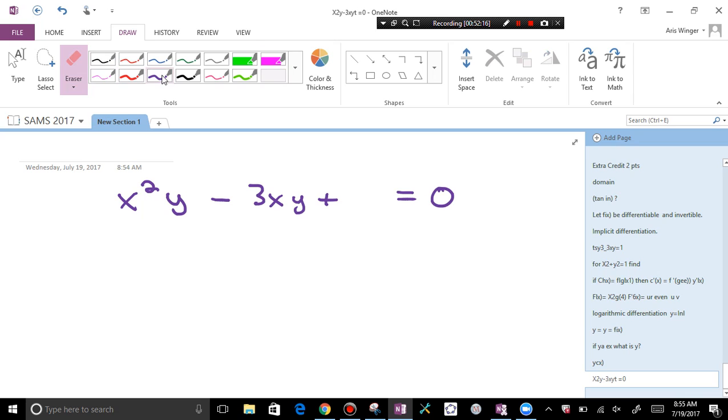Let's do plus 2. Oh, I'm sorry, let's make this x to the third. And then at the point (1, 1), I have no clue what this looks like. Near the point (1, 1), is the graph going up or down?